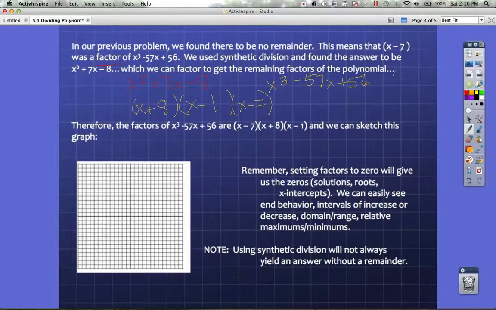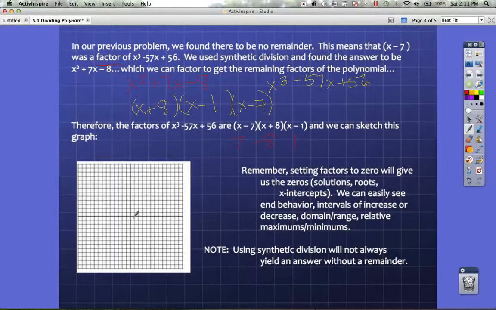From there, you can sketch the graph. If you have all your factors, you can go ahead and sketch that graph. Remembering that each one of these factors set equal to 0 will give us the solutions or the roots or the x-intercepts. So that would be a 7, that would be a -8, and that would be a +1. And that's where you would take and put points on the x-axis.